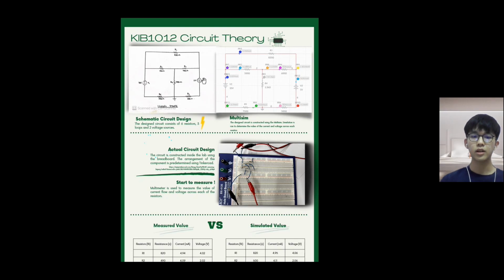resistors. Then the circuit is also constructed using Multisim, and a simulation is run to obtain the value of the current flow and also the voltage across each resistor, and the data collected is tabulated in the table that will be shown below after that.